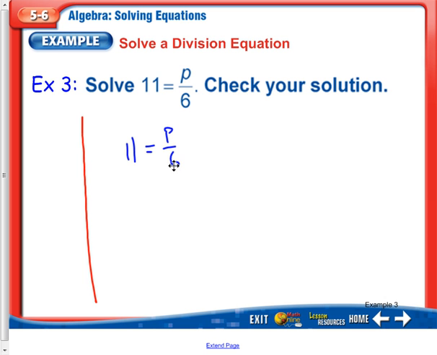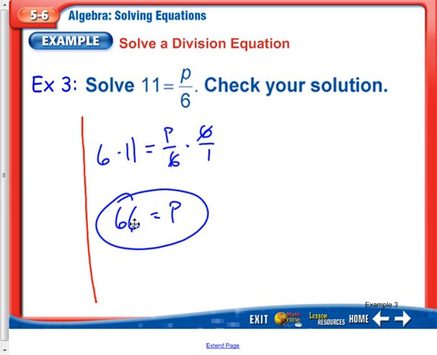Since right here we're dividing by 6, the opposite of that is to multiply by 6, and we're going to write 6/1 because this is written as a fraction, so we're going to write 6 as a fraction. Over here you can just write normal 6 because we don't have a fraction over there. The 6's are going to cancel, and so I'm going to be left with p equals 66. Now you can check this answer by putting it in up here for p.